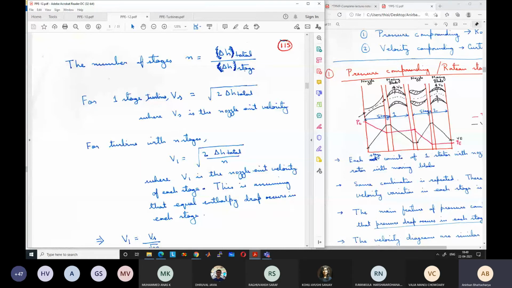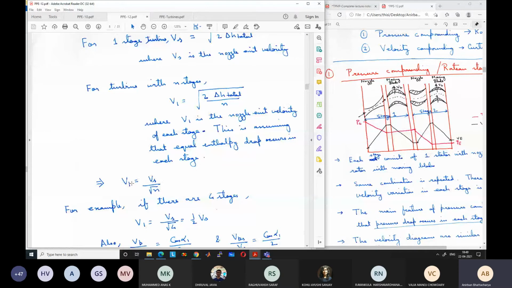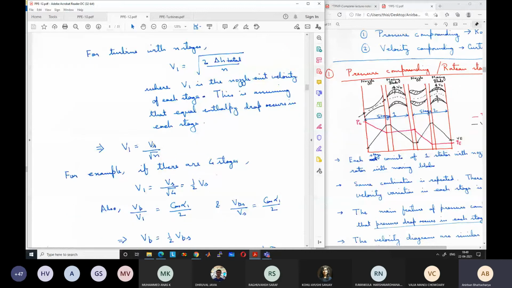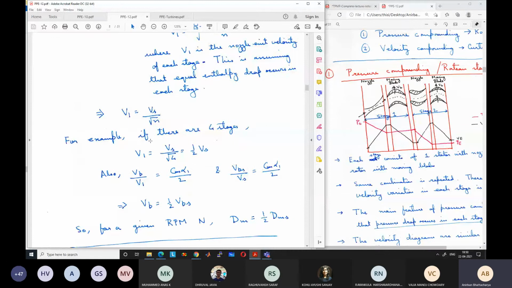So if for a single stage the velocity would have been some value, then for say 16 stages, the velocity will be 4 times less because it is Vs by root over 16. If for a single stage the value would have been, say, 1000 meter per second, a very large value, then for 16 stages, V1 will be equal to 250 meter per second. If there are 4 stages, it will be half Vs. Similarly we can find others.